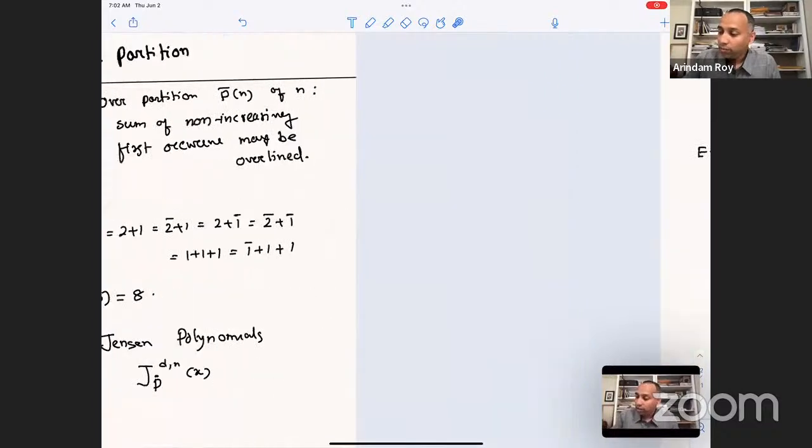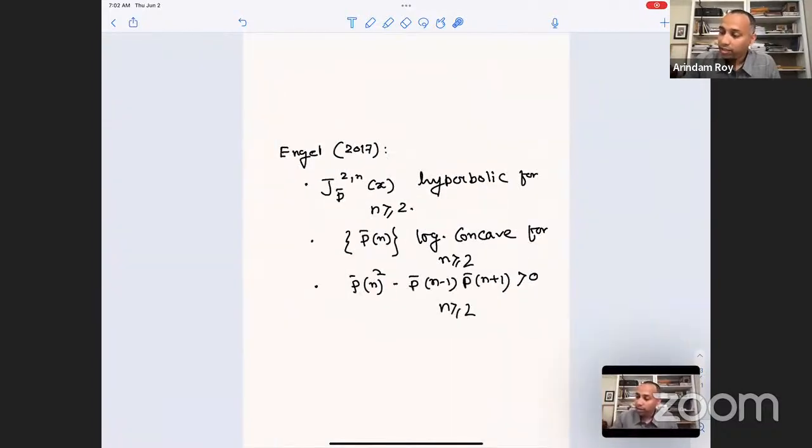Now, not long ago, Engel in 2017 first proved that the degree 2 Engel polynomial for the overpartition is hyperbolic for all n bigger than 2. So it behaves better than the partition function. In other words, they managed to prove that this relation, p-bar of n squared minus p-bar of n minus 1 times p-bar of n plus 1, is positive.